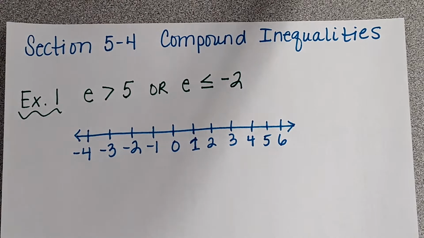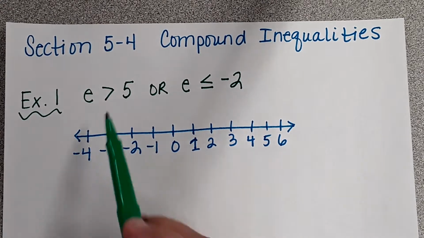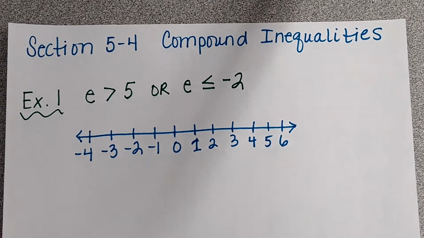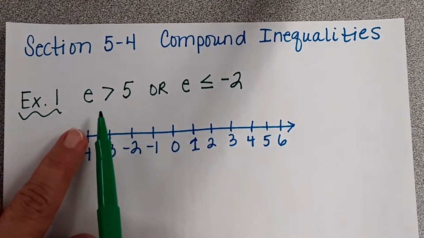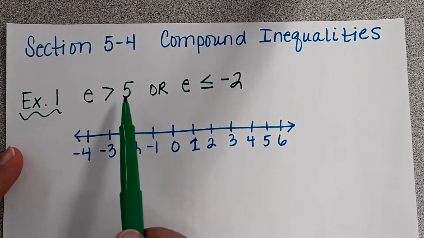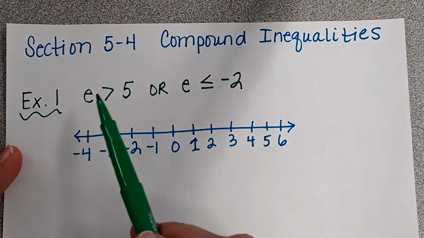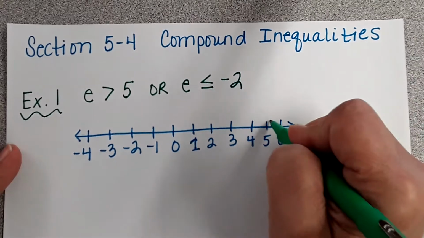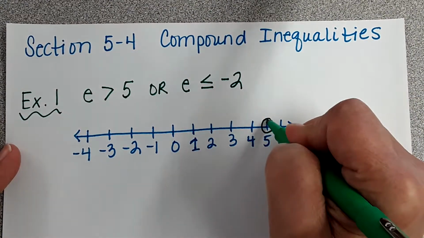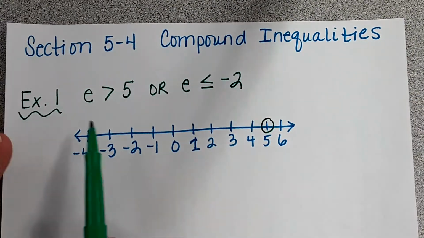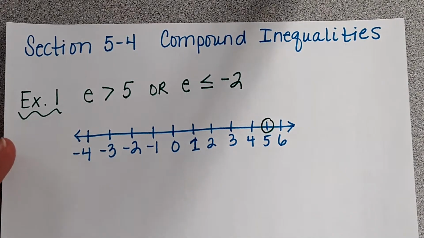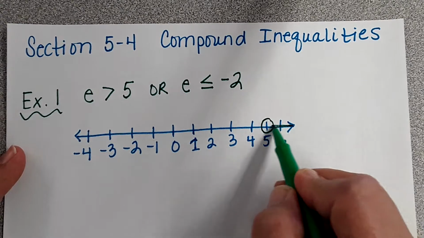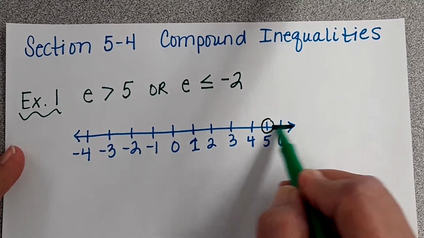Okay, so we're going to look at the first one. We're going to graph E is greater than 5. Is that an empty circle or a full circle? It's an empty circle. And do we want numbers greater than 5 or less than 5? We want greater than 5, so we're going to shade this way.